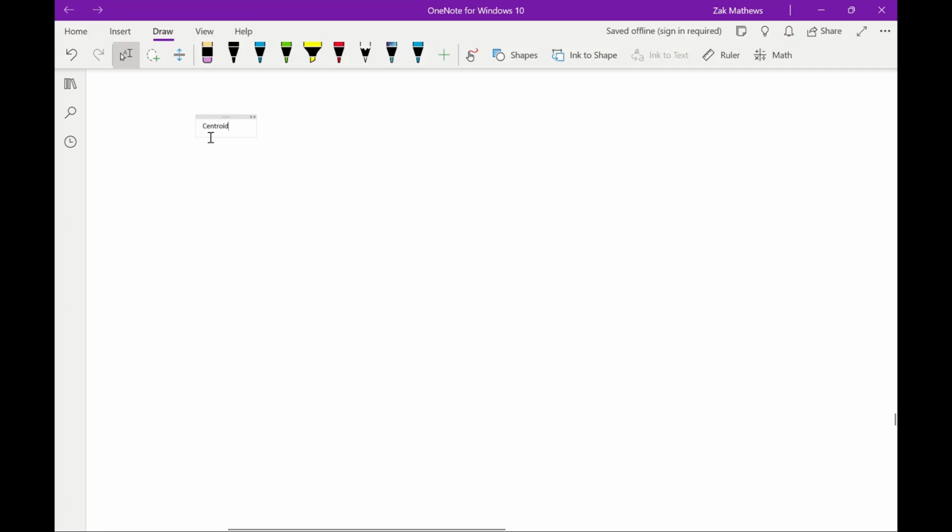Make that a little bit bigger if I can. My tablet's just decided it doesn't want to do anything. Let me see if I can zoom in on that so you can see a little bit better. There we go.